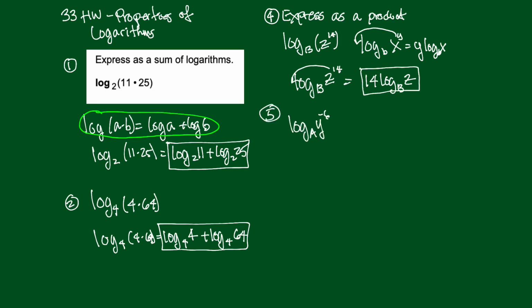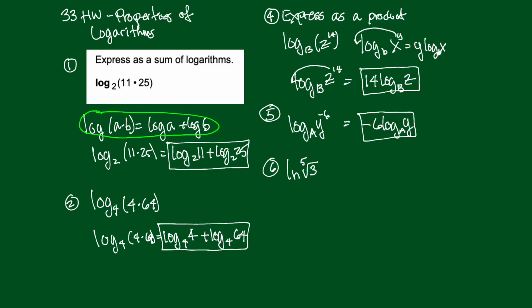Now number 5 is going to work pretty much the same way as number 4. I've got a power here, right? I've got the log base a of some power. I'm going to bring the exponent down in front as a multiplier and write this as negative 6 as a multiplier, log base a of y.